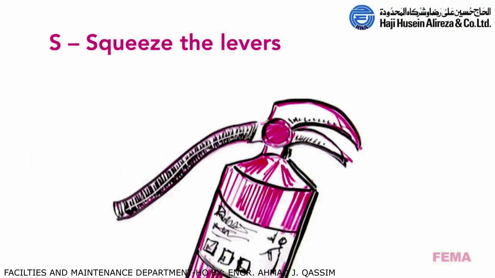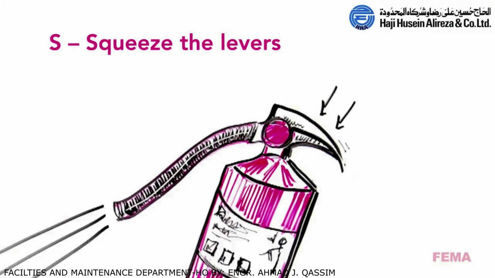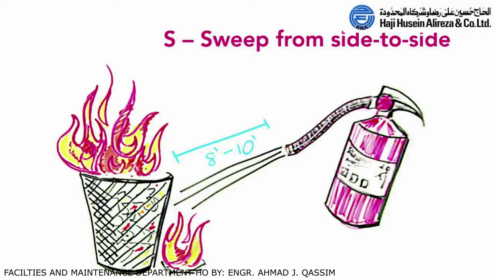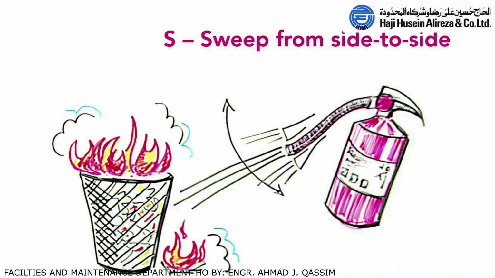Squeeze the handle to release extinguishing agent. The handle can be released to stop the discharge at any time. Before approaching the fire, try a very short test burst to ensure operation. Sweep from side to side at the base of the fire until it is out.